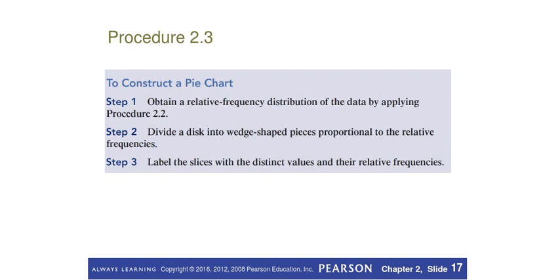If you're doing this by hand, probably the best way to do that is to take whatever percentage it is and multiply it by 360 degrees, right? A little geometry right there. Whatever percentage of 360 degrees makes up the angle that you put within your wedge-shaped piece. And then we label the slices with the distinct values and the relative values.